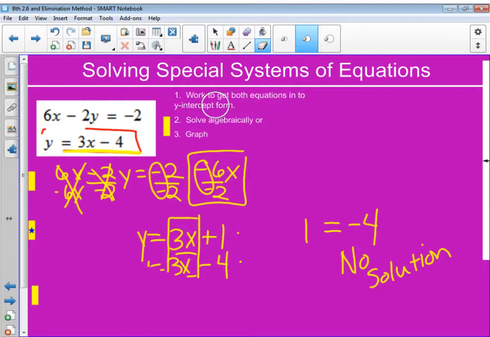Okay, so as you're writing these out, if you're noticing that your slopes are the same, like it was here, you don't even have to go into that algebraic step if you don't feel that you need to.